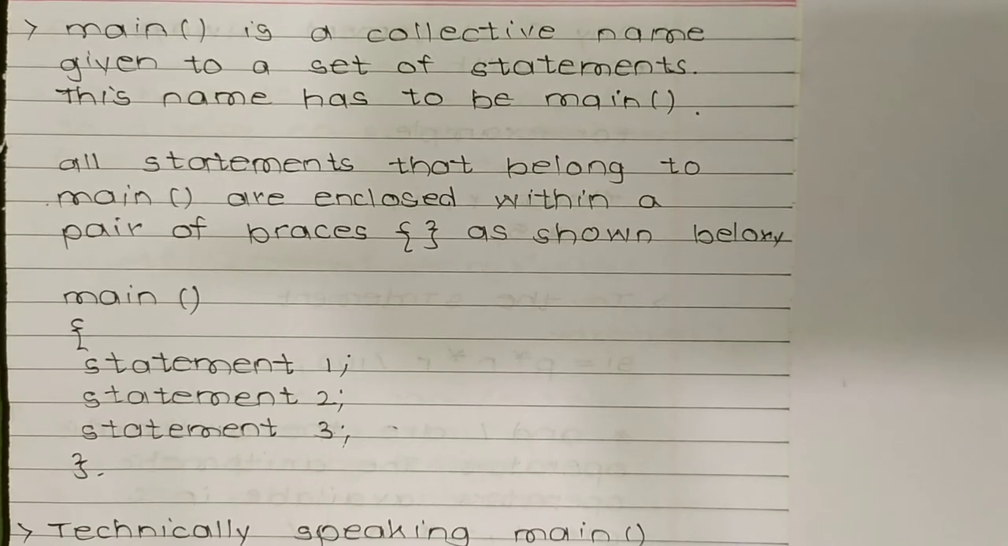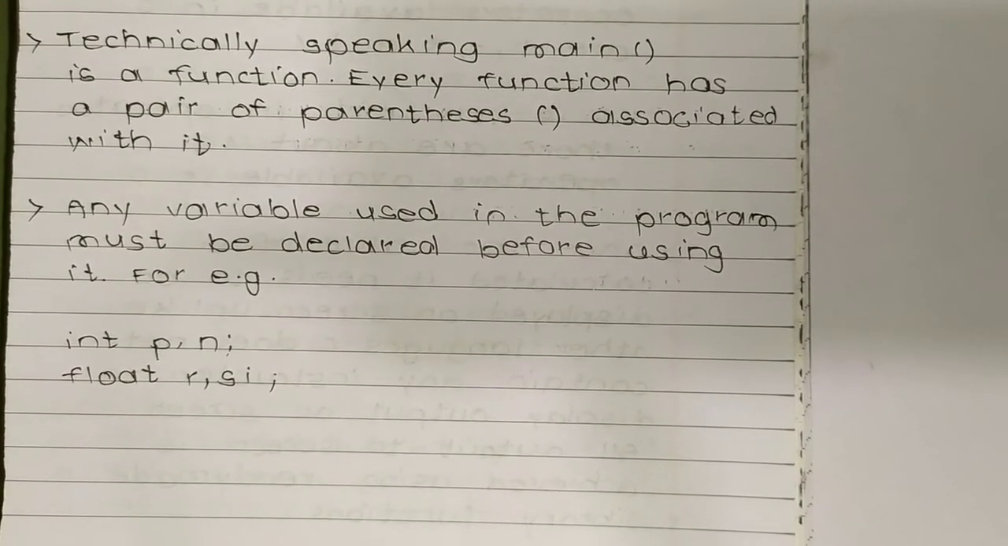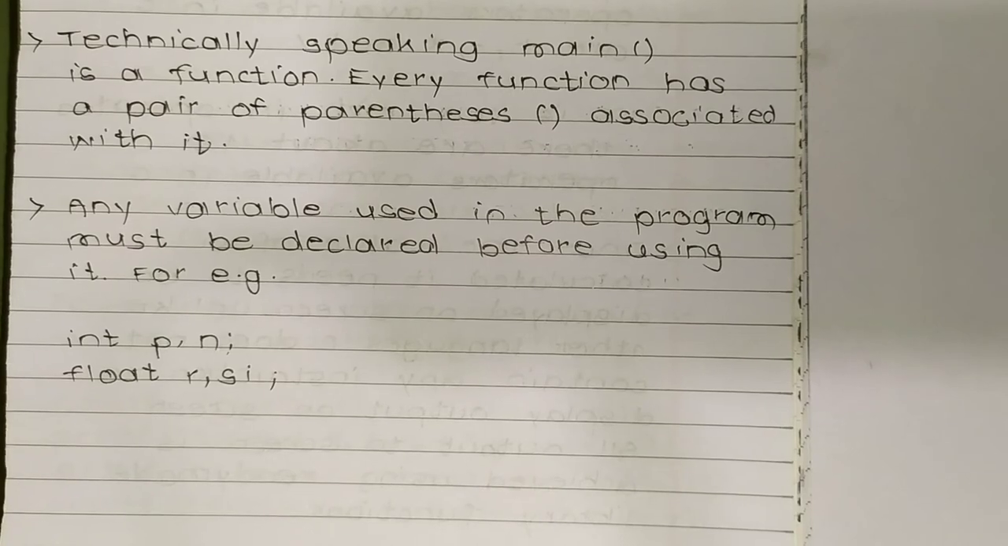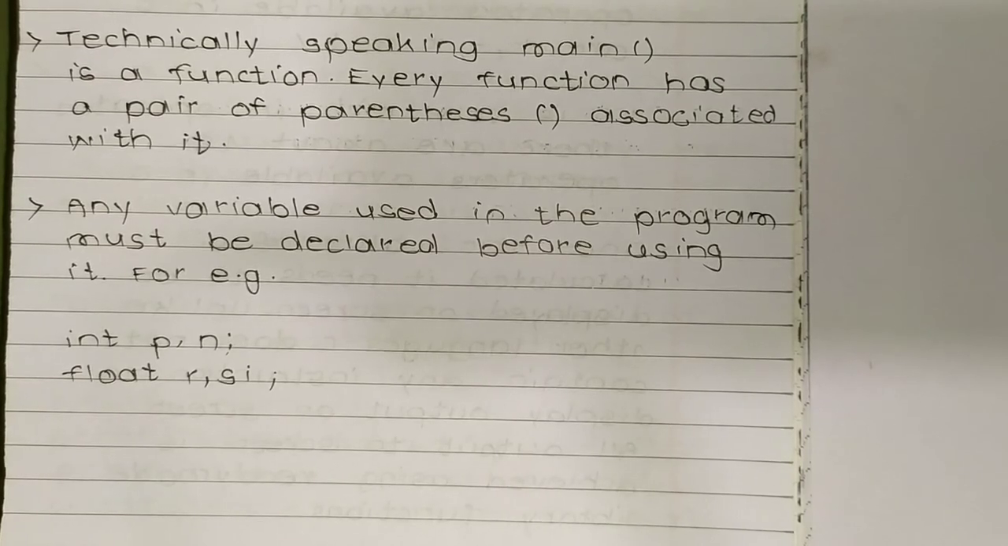Now main, statement 1, statement 2 and statement 3. So this is basically a pair of braces, and these statements are in main. Technically speaking, main is a function. Every function has a pair of parentheses associated with it. So technically speaking, main is a function.